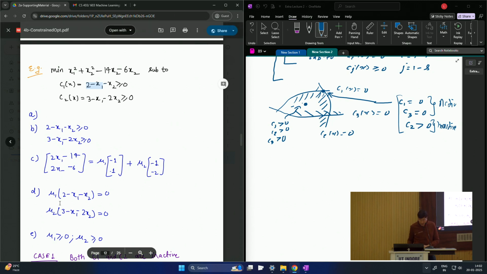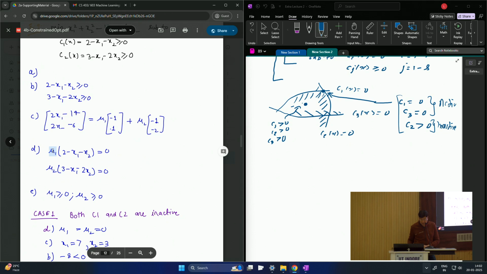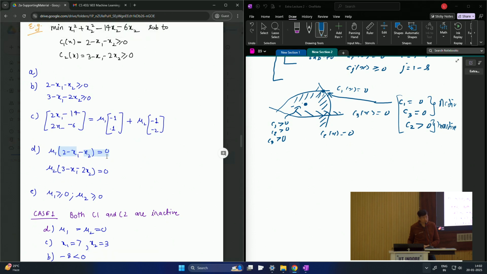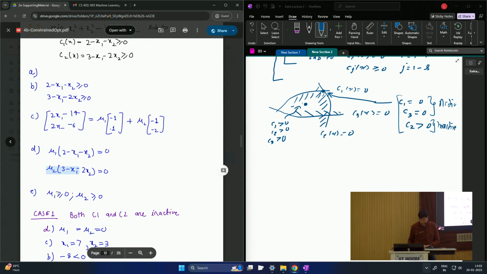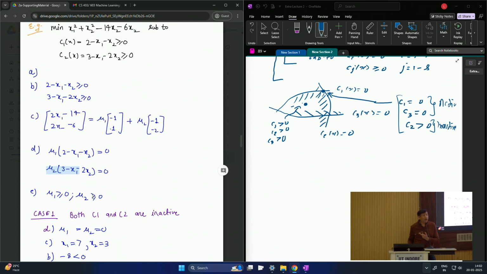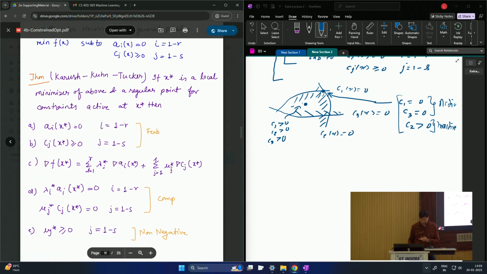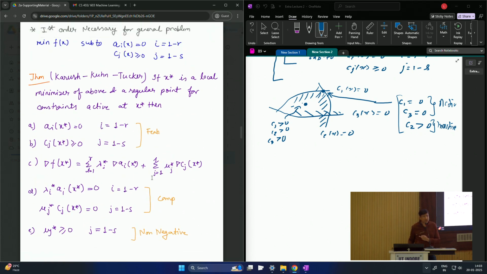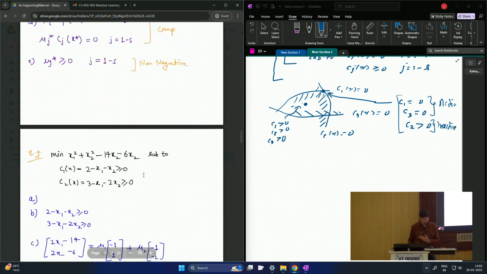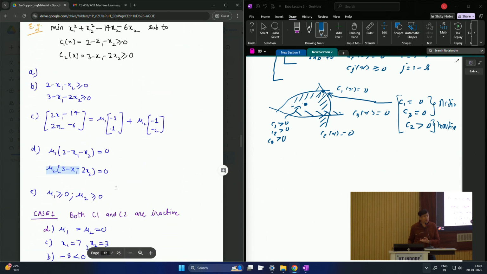Now the D condition is the product of the Lagrange multiplier and the constraint is equal to 0. Similarly, this guy, and then the last is the non-negativity of both mu's. Why do we have two mu's? Because we have two constraints. Remember, these mu's correspond to the constraints. There are two constraints, so two mu's. So both the mu's should be non-negative.